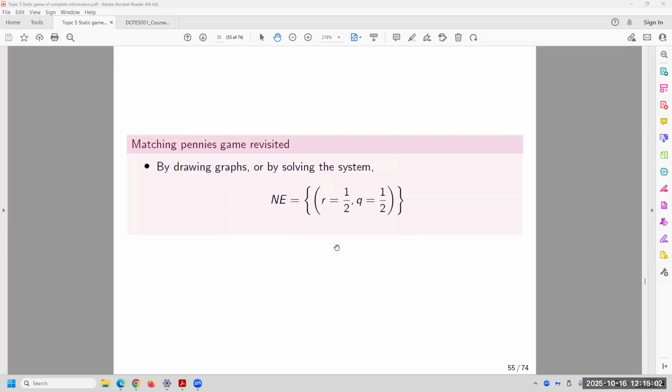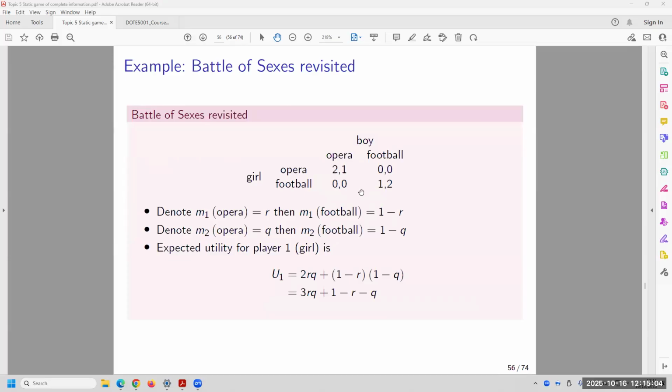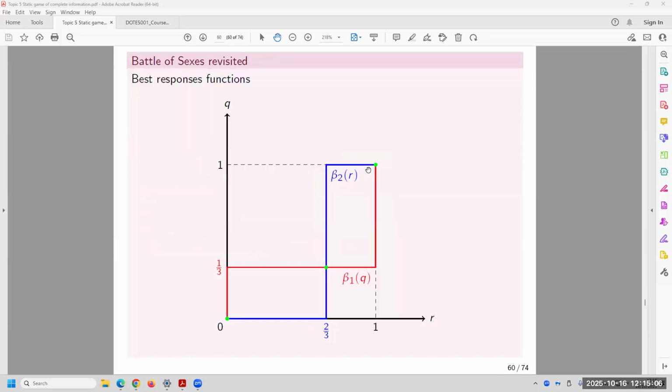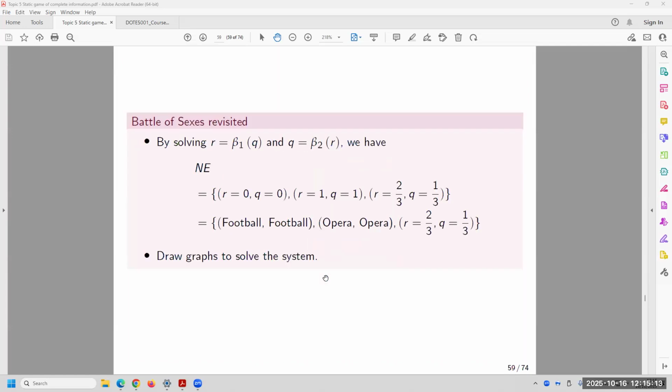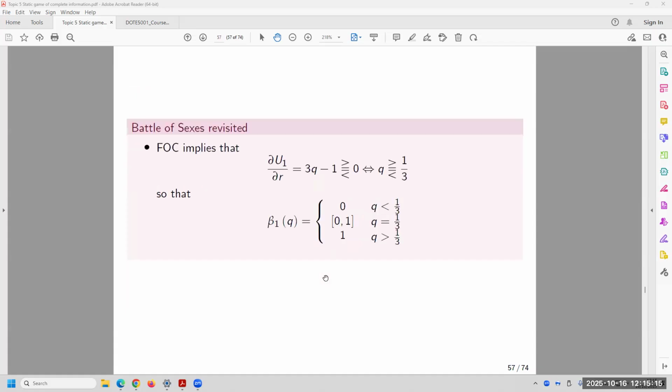And after next week, when we talk about battle of the sexes, you will see you have 3 possible solutions: 2 pure strategy and 1 mixed strategy. And by doing this, this is the way that you can figure that out. Is that okay?